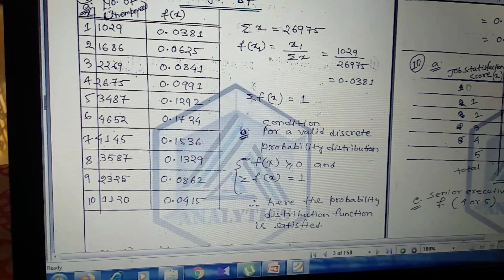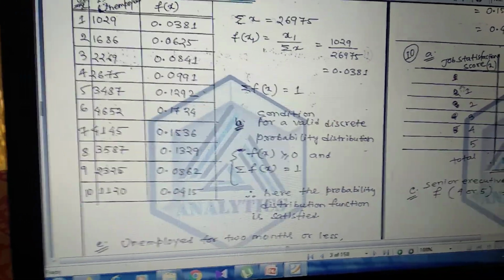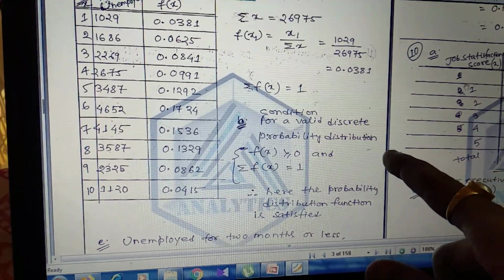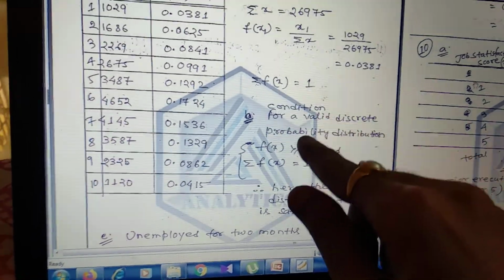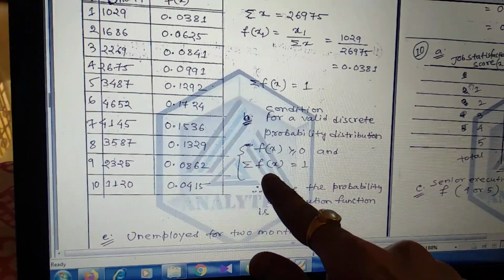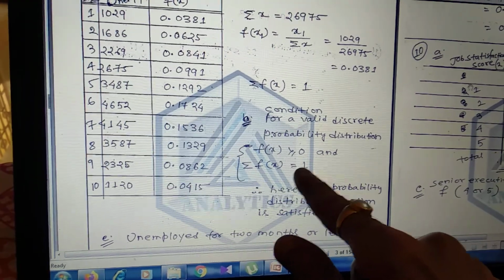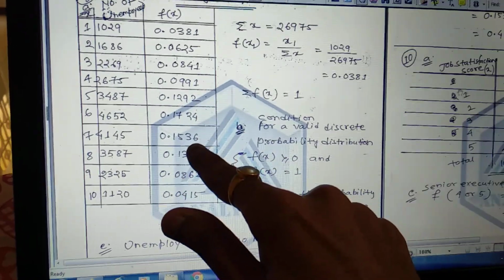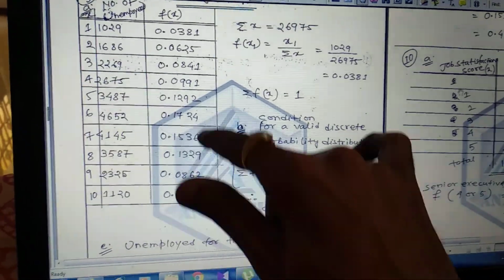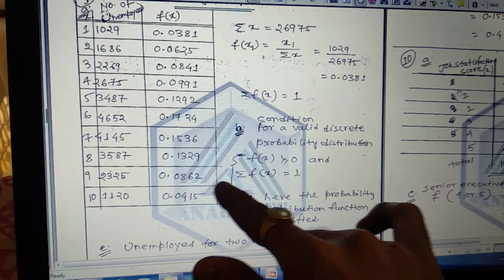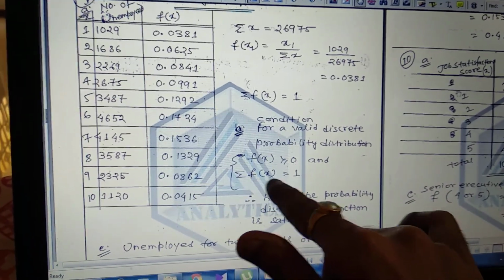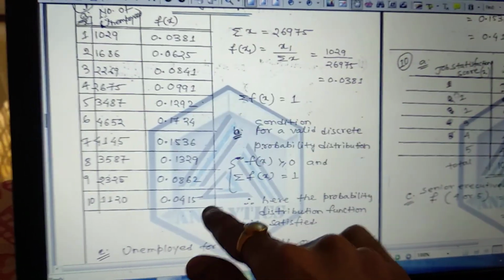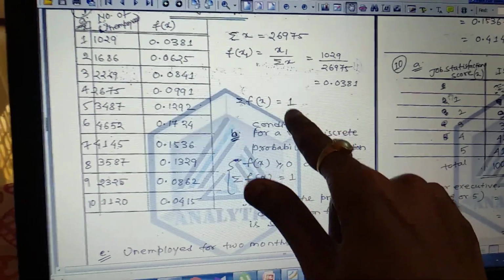For the answer of the second part, you have to check the conditions. The conditions are that f(x) should be greater than or equal to 0 and the summation of f(x) should be 1. If we check, all the f(x) are greater than or equal to 0, so one condition is satisfied. The other one is that the summation of f(x) should be 1. If I take the summation of all the values, we get 1. So the conditions are satisfied.